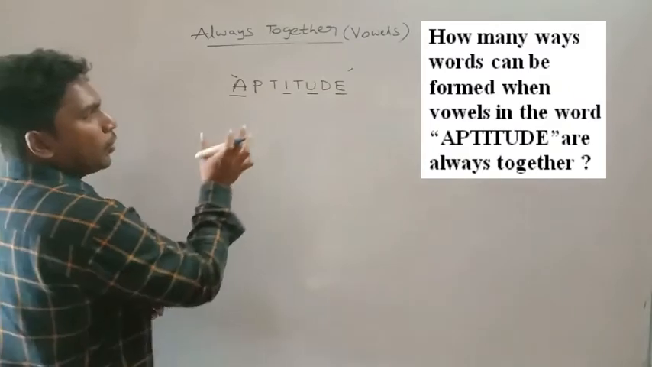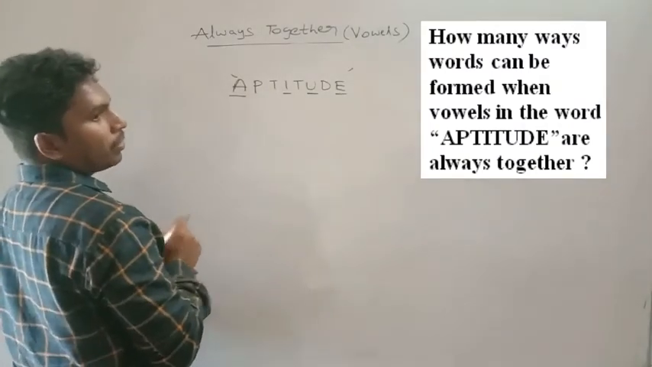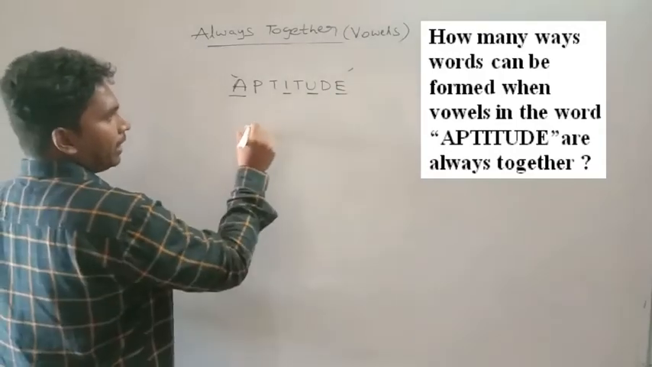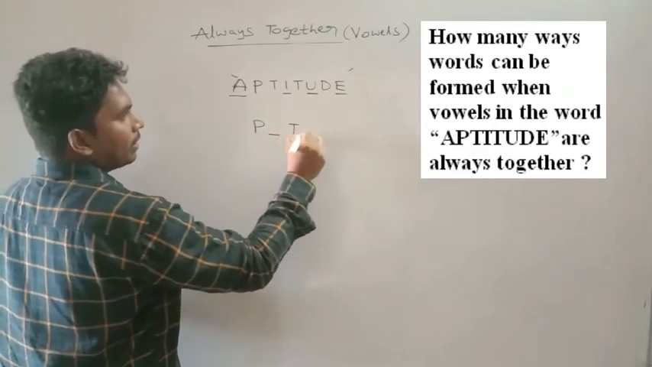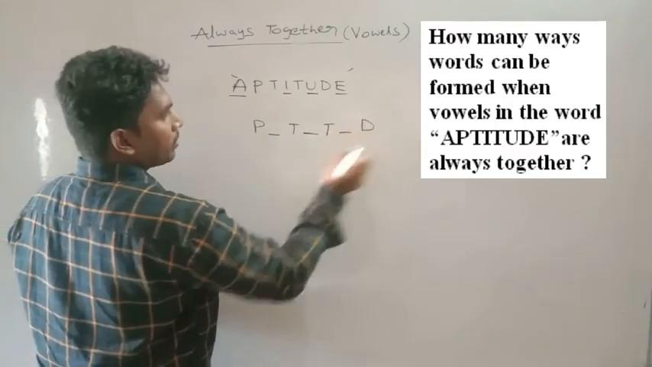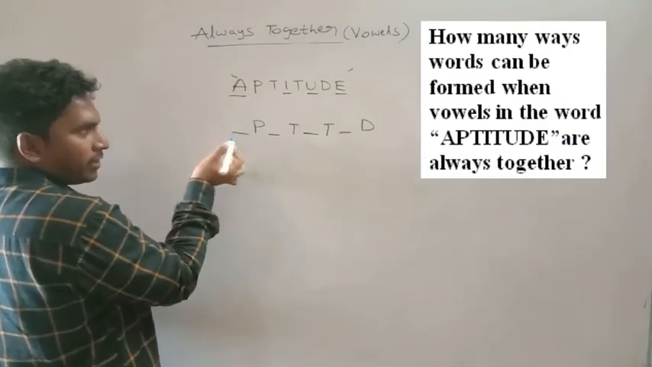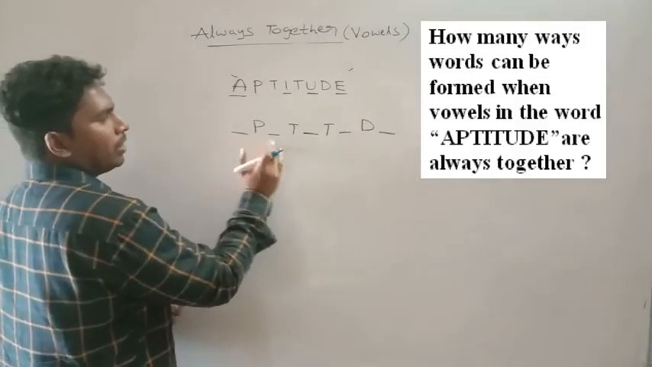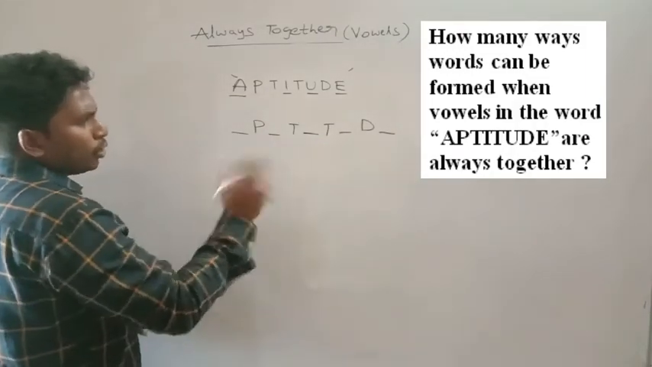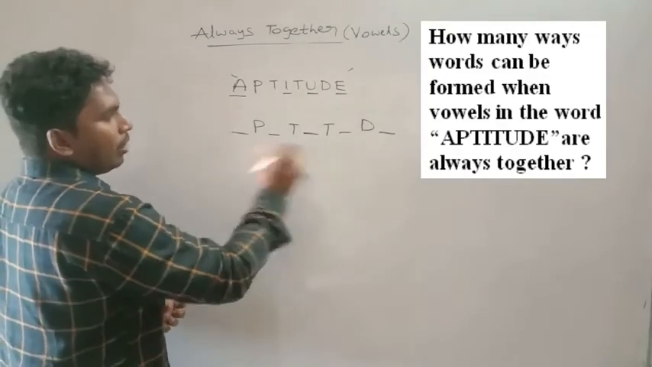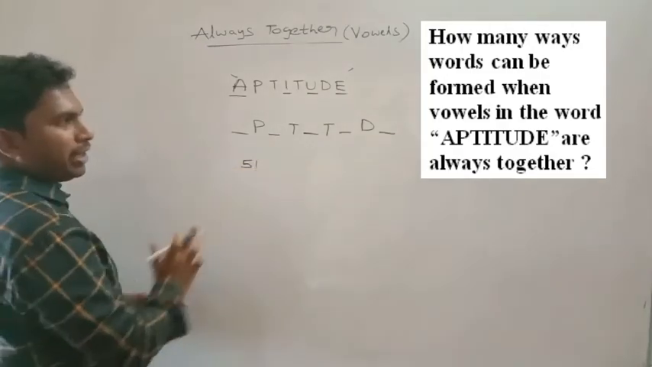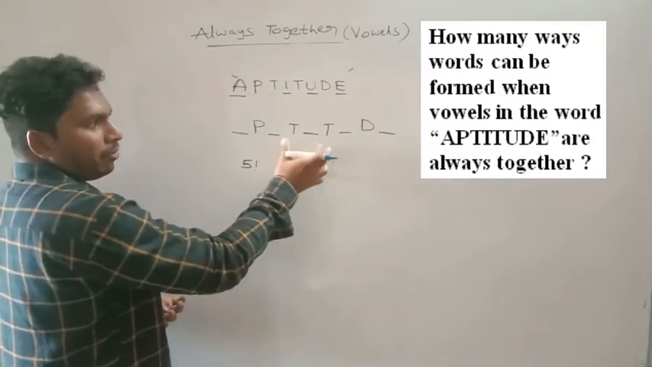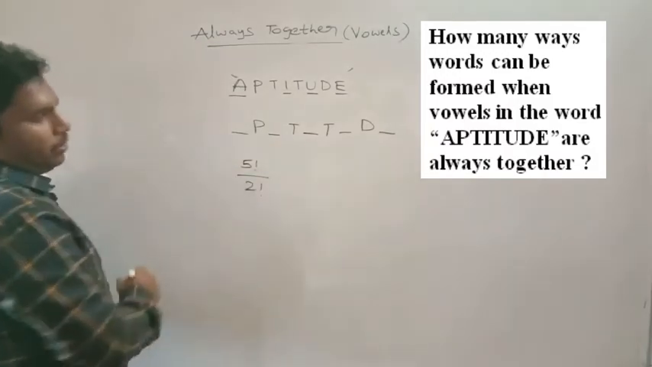What are the remaining letters? All those remaining letters are consonants. If you separate them by blanks, like P, T, again T and D, remember that before the first letter and after the last letter there must also be a blank. Just count the blanks: 1, 2, 3, 4 and 5. So you write this as 5 factorial, and make sure whether anything is repeated. Here T is repeating, it came twice, so divided by 2 factorial.